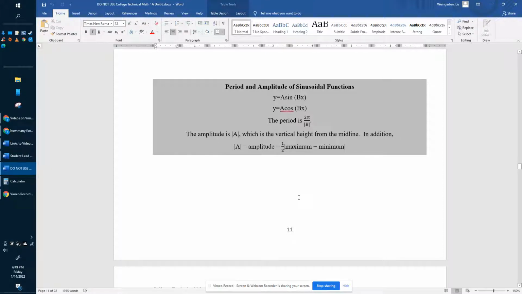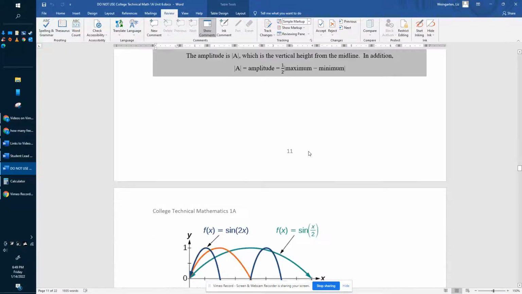The period and amplitude of a sinusoidal function, y equals a times the sine of bx, or a times the cosine of bx. The period is 2 pi over the absolute value of b. The amplitude is the absolute value of a, which is the vertical height from the midline. In addition, the absolute value of a equals the amplitude equals 1/2 of the maximum minus the minimum. Don't worry if you don't understand that off the bat. We're going to be talking about that some more as we move forward here.